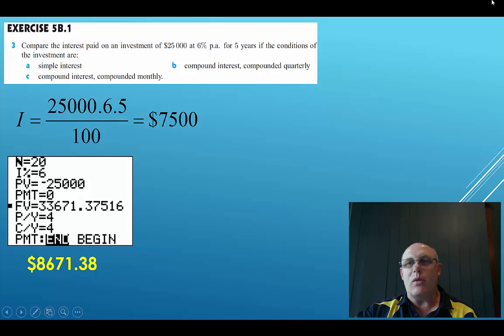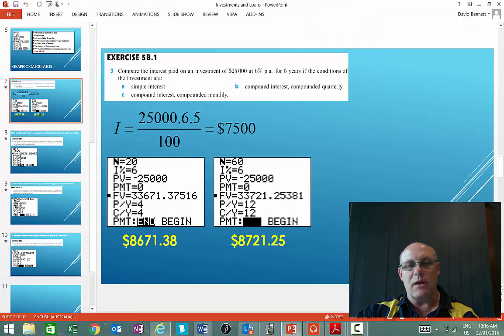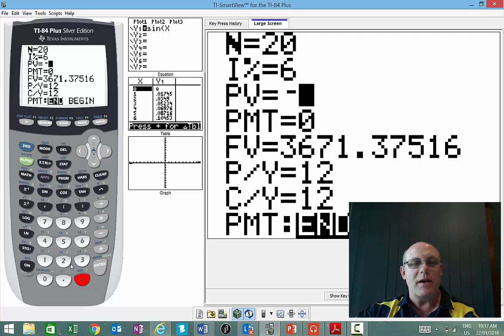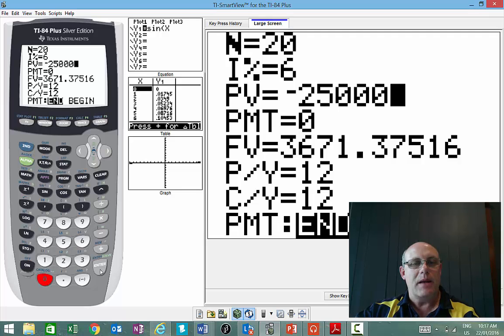I'm going to show you how that works in the calculator so you have some idea how to do this. All right. So the first thing is, we know it's 5 years, so we're going to go 5 times 4, because it's 4 payments per year, is 20 payments. Our interest rate's 6%. Our present value we're putting in there is going to be minus 25,000, because we're actually putting the money in. Our payments, now it's 0.